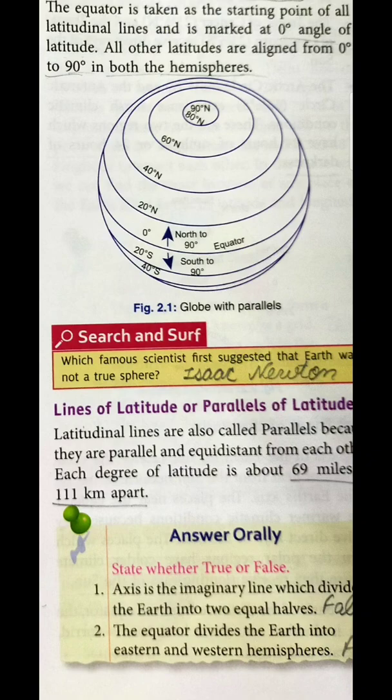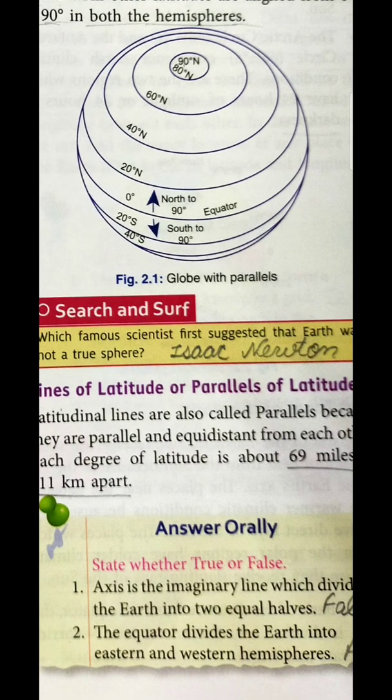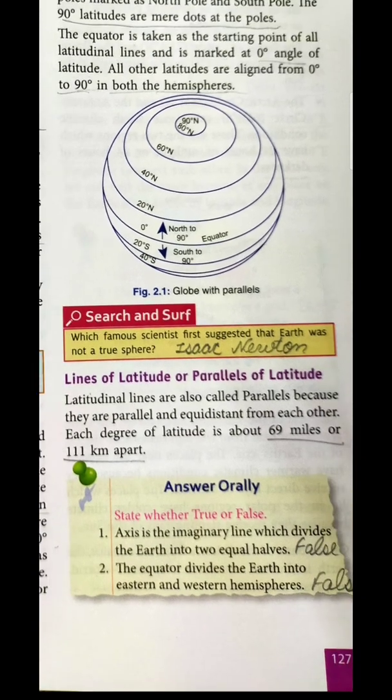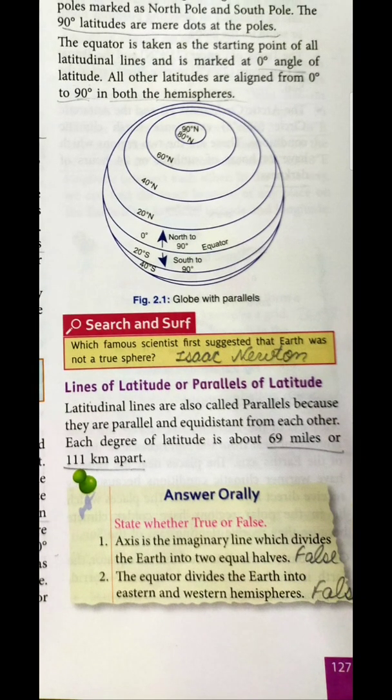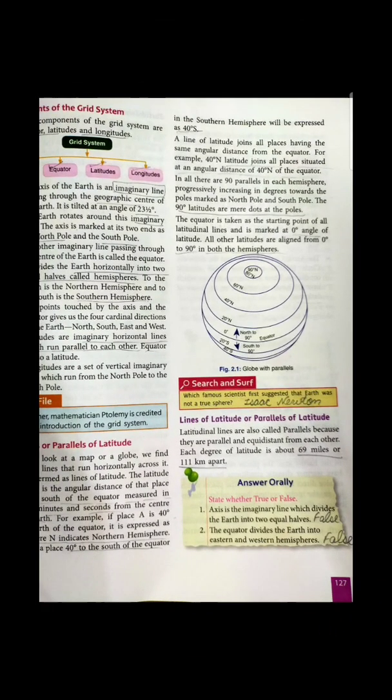Which famous scientist first suggested that the earth was not a true sphere? That is Isaac Newton. We all know the famous personality, Newton. He was the first who suggested that the earth was not a true sphere. Further, the lines of latitude, or the parallels of latitude. Latitude lines are also called parallels because these parallels are equidistant from each other. Each degree of latitude is about 69 miles, or 111 kilometers, apart.